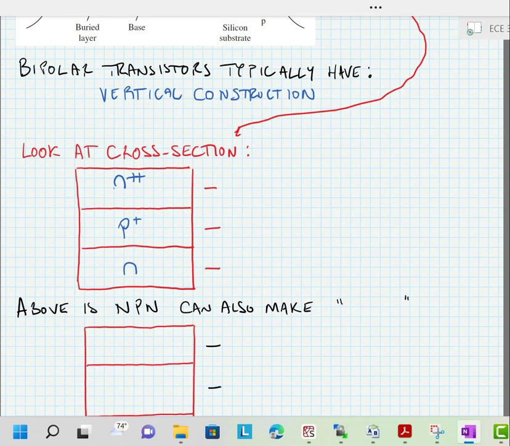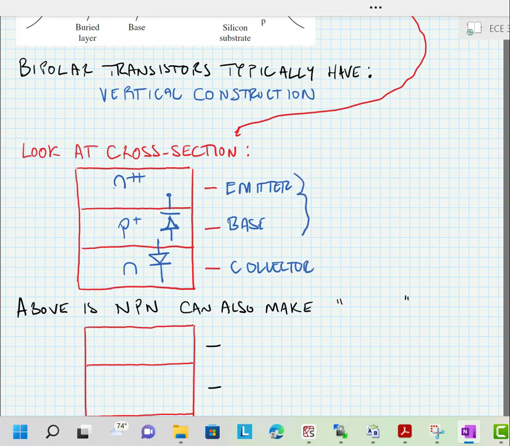We essentially have two PN junctions, which would form diodes. We have an emitter. The center region is called the base, and the bottom region here is called the collector.